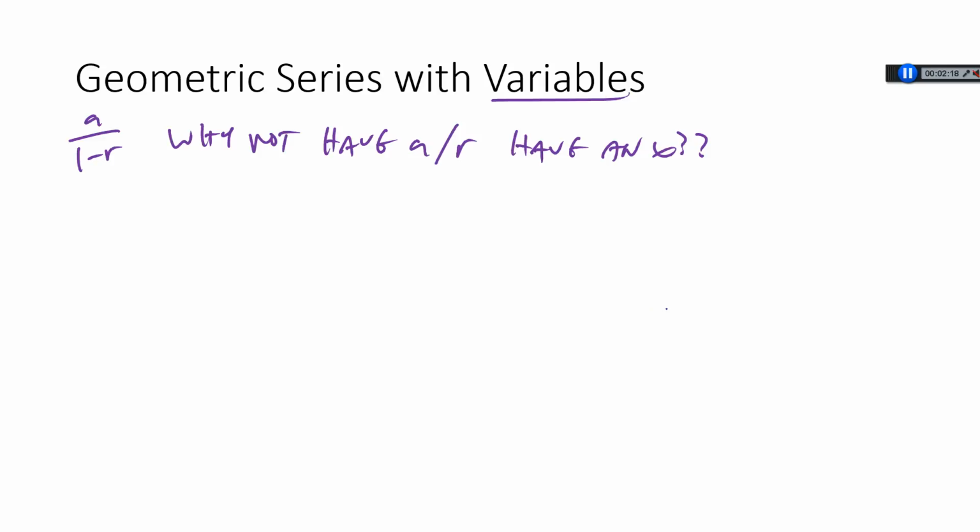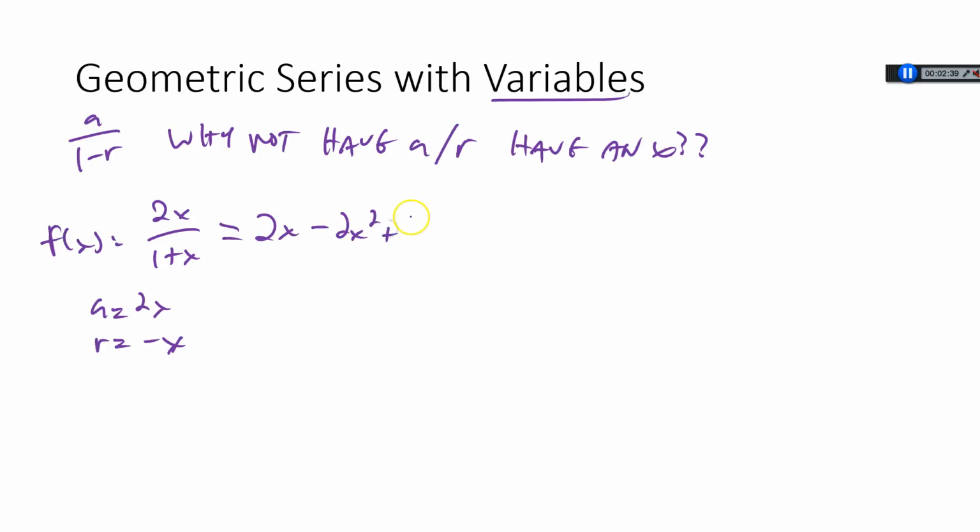And we kind of flipped it on its head. We said, what if we give you the fraction? So like, what if I tell you f of x is 2x over 1 plus x? And we say, okay, what is the series that represents this? Well, our first term is 2x, and our r value is going to be negative x. So we'd have 2x, and then minus 2x squared, plus 2x cubed, minus 2x to the 4th, and it's going to keep going. Okay, so this series represents this function as long as our r, absolute value of negative x, is less than 1. So what that means is you can choose any x value you want between negative 1 and 1.